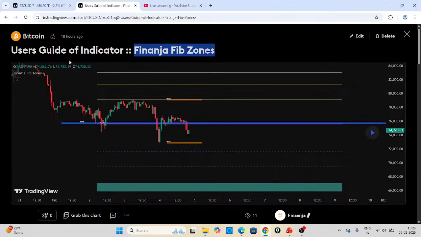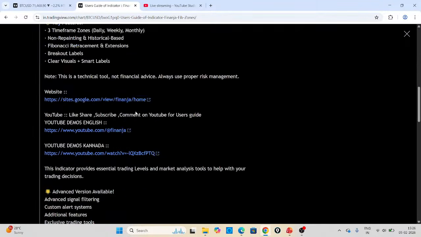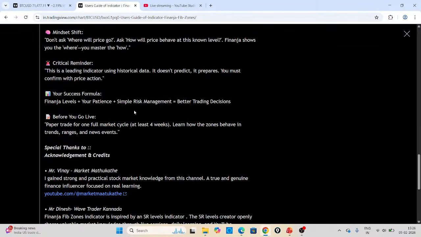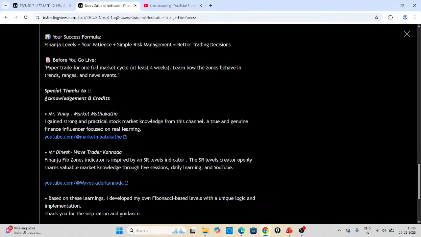If you go to the user guide, there are a lot of finfluencers available in the market. Special thanks I would like to mention to Mr. Vinay, the market Matukate, a very active Kannada stock market influencer. He just gives genuine details about the market. He doesn't give any buy or sell signals, something like that.